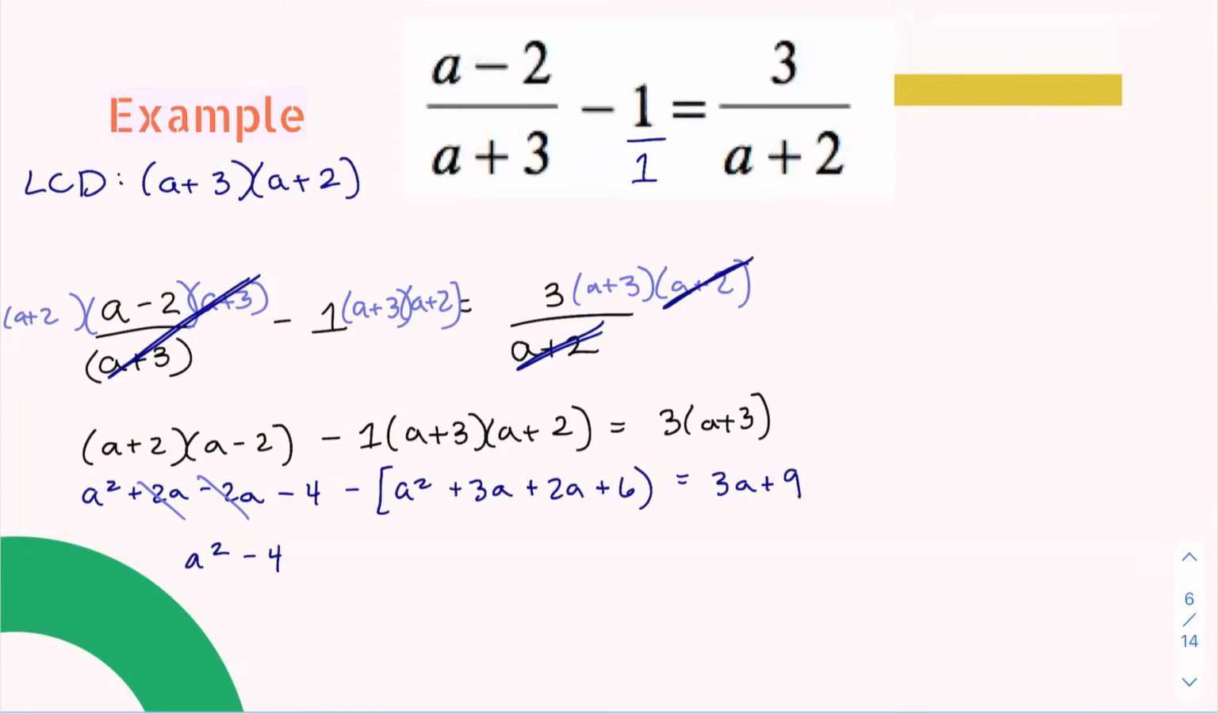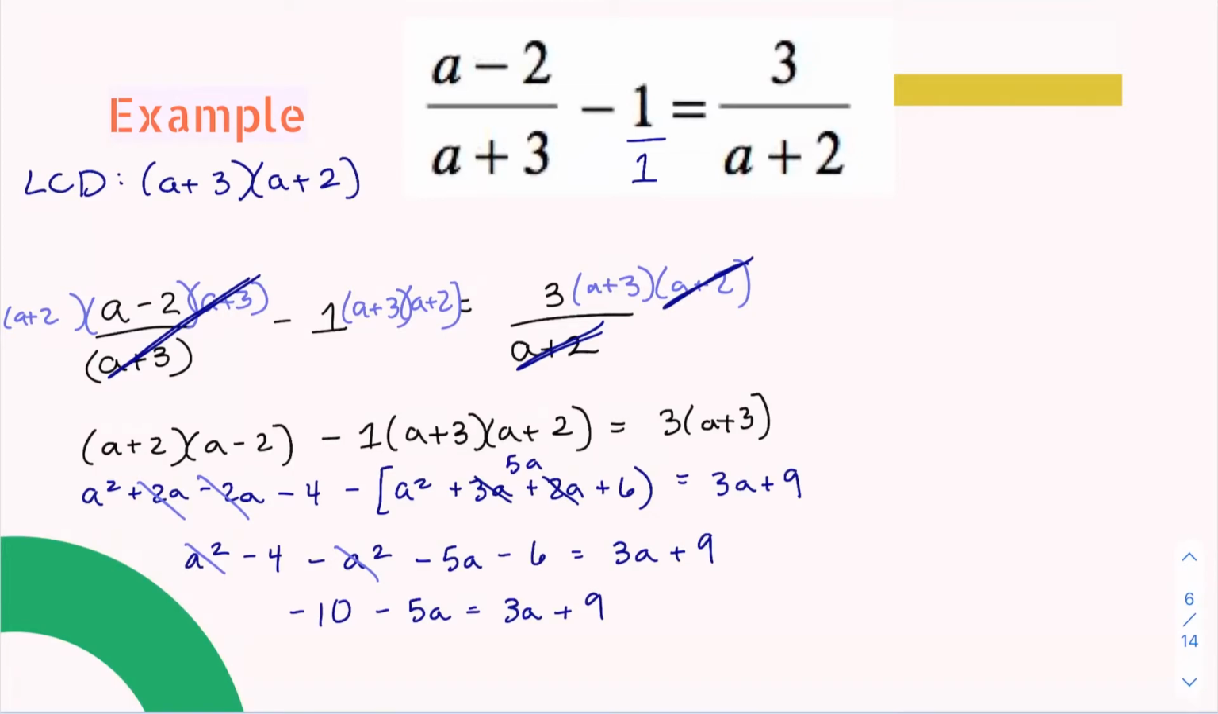Then we will have a squared minus 4. This is going to become 5a, right? Minus 4 minus a squared minus 5a minus 6, right? I'm distributing that negative in. Now I combine like terms again. A squared minus a squared cancels. I've got negative 4 minus 6, which is negative 10. Negative 10 minus 5a equals 3a plus 9.